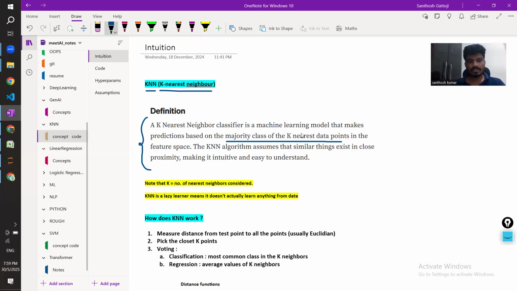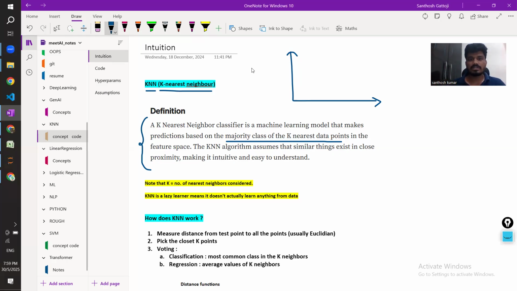Now I will give you a basic example. Before that, note that K is the number of neighbors that we consider. If I consider K equal to 3, I'm saying consider the three nearest neighbors, and from that, check the majority. The basic idea is very, very simple. Take the Titanic example: there are two output classes, 0 and 1.